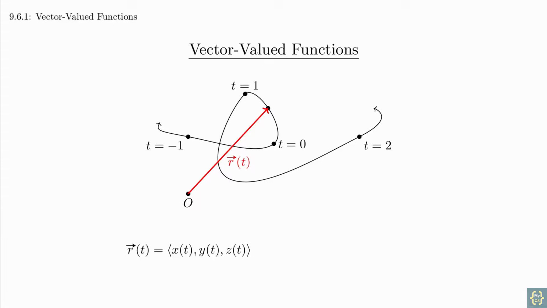This would give us a vector-valued function. The input is a number t, and the output is a three-dimensional vector. Alternatively, we can keep the equations separate and have parametric equations. Here are the formal definitions for these ideas.